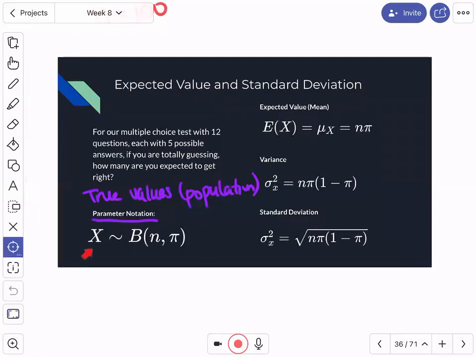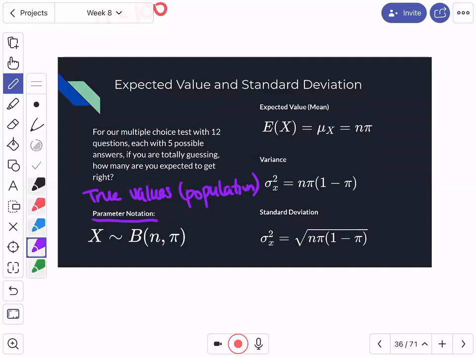The notation reads like this. We say the random variable X follows, this symbol means follows, B means binomial. X follows a binomial distribution with 2 parameters, the fixed number N and the probability of success pi. Those are the 2 parameters of the binomial. If you know those 2 parameters, you know everything about the binomial. For instance, if I know my N is 100, my probability of success is 0.5, then I can find the expected number, E of X or mu of X, by calculating N times pi. 100 times 0.5 is 50.